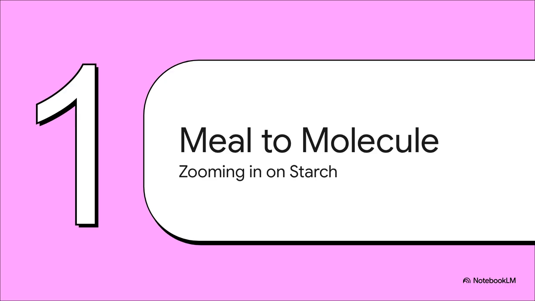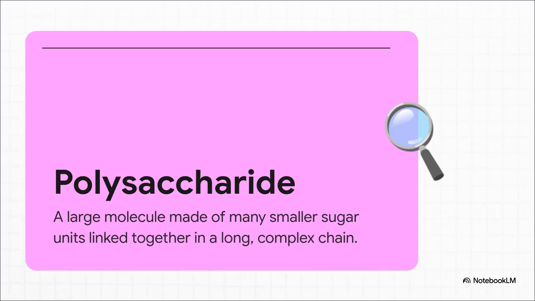All right, so let's do our first big zoom in. Our piece of bread is mostly carbohydrates, and specifically a complex one called starch. And this is where things start to get really interesting on a molecular level. Now, starch is what we call a polysaccharide. That name sounds super complicated, but the idea behind it is actually pretty simple. Poly just means many, and saccharide is a fancy word for sugar. So a polysaccharide is just a really, really long, sometimes gigantic, chain of smaller sugar units all linked together.